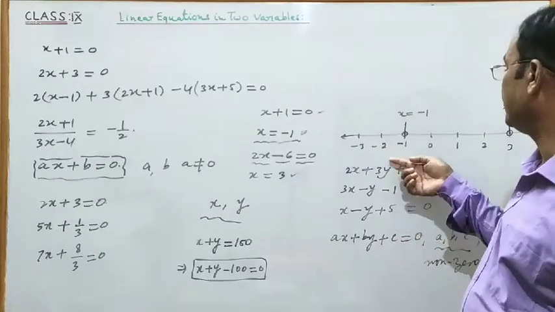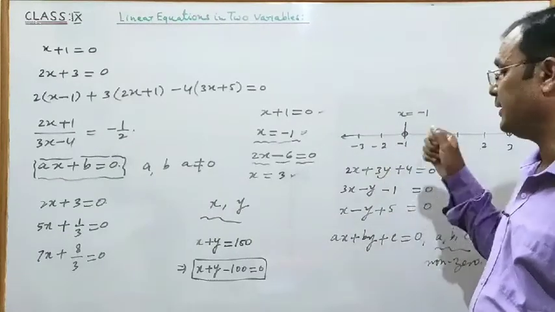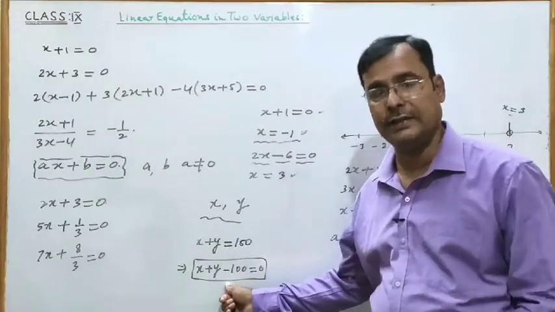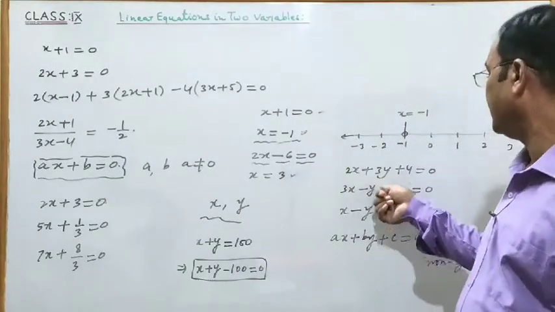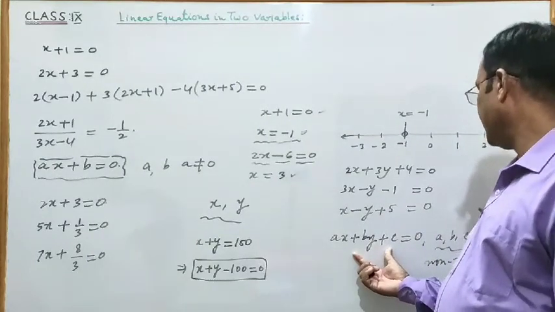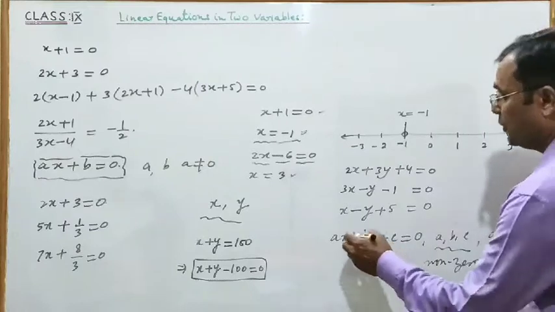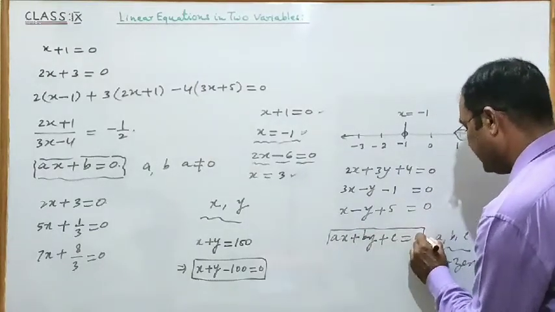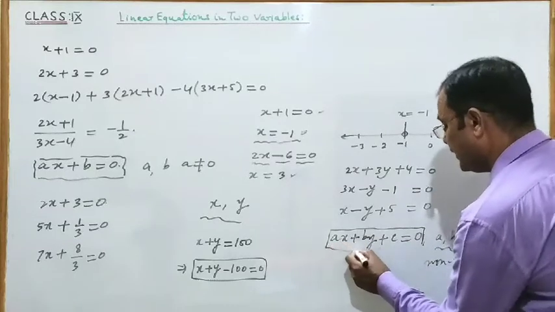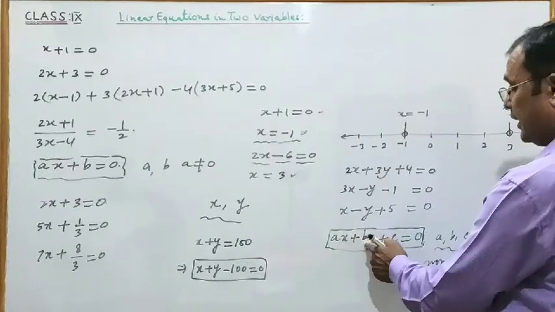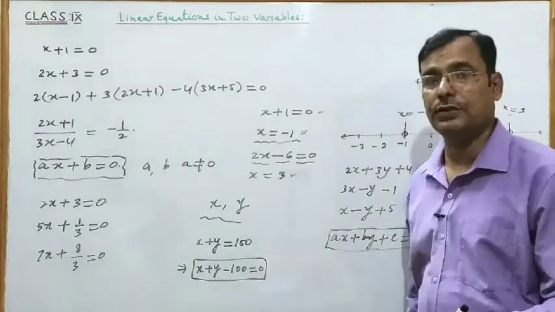These linear equations are also written in standard form. This linear equation is also written in standard form because they are written in the form of ax plus by plus c is equal to 0, where the coefficients of x and y and the constant, that is a, b, c, are real numbers, and the coefficients of x and y both cannot be 0.